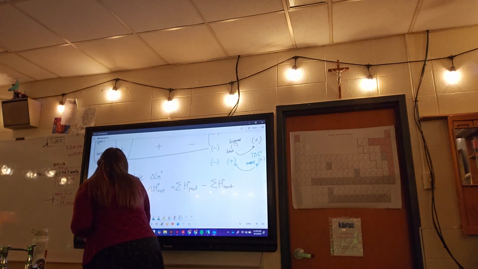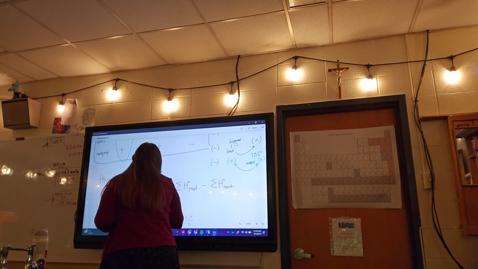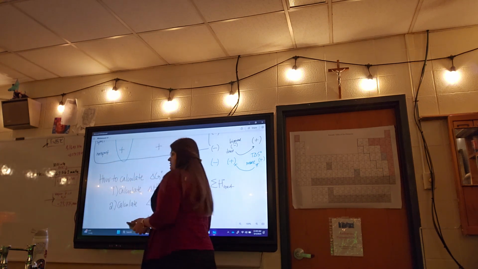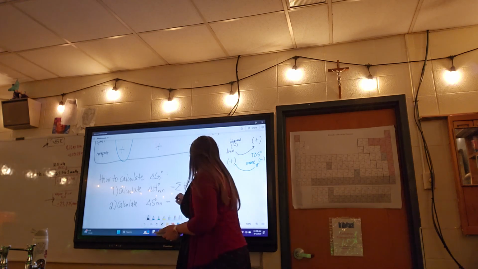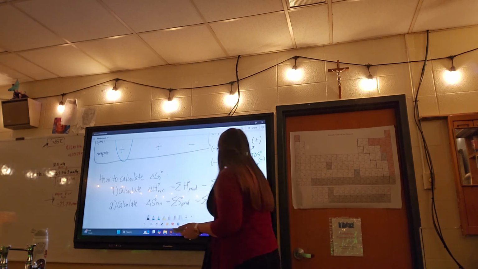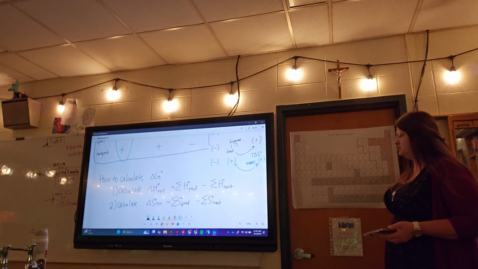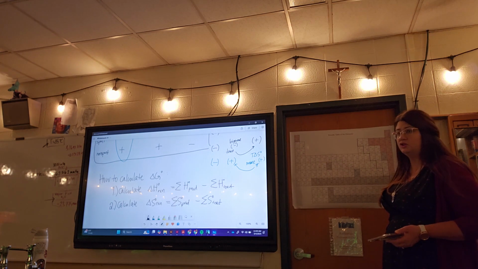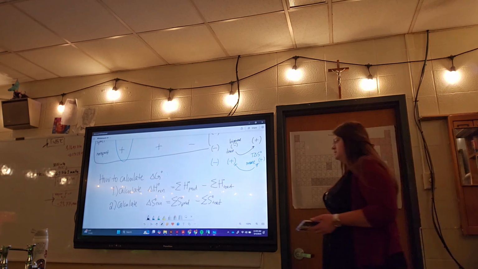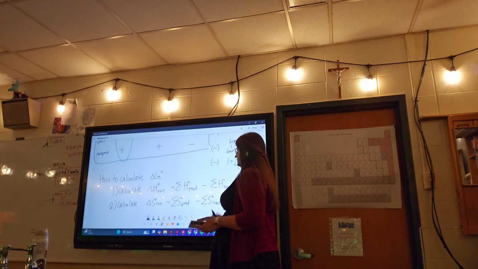The second thing that we need to do is calculate the delta S of reaction. And we did that last time. That was what you spent your homework doing. It's calculated the same way. How do you do that? You look up the entropy of formation. You multiply it by the stoichiometric coefficient of each one of those substances. And it's always sum of products minus sum of reactants.